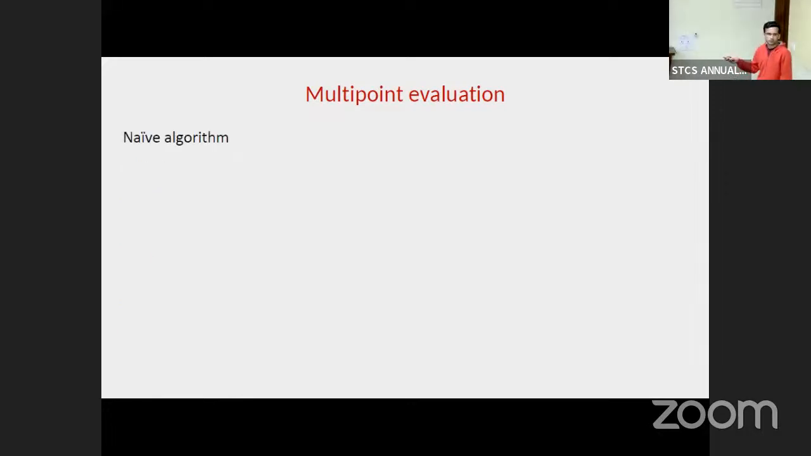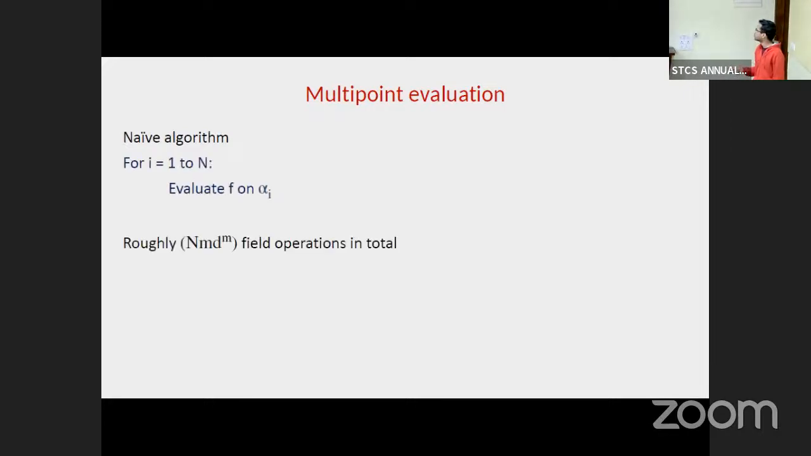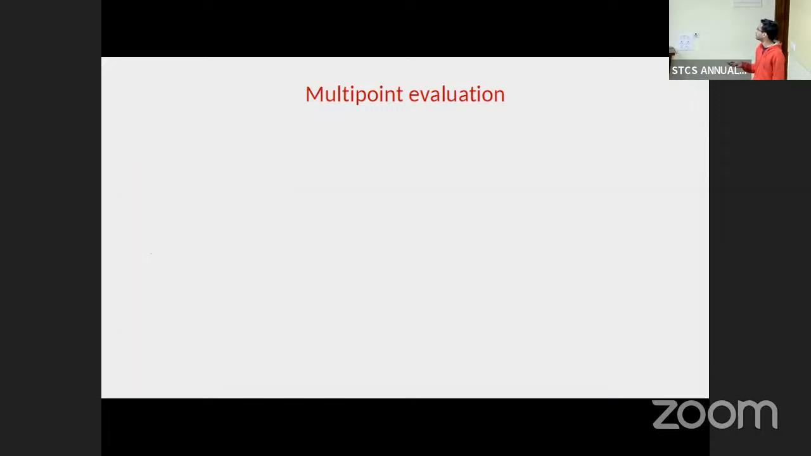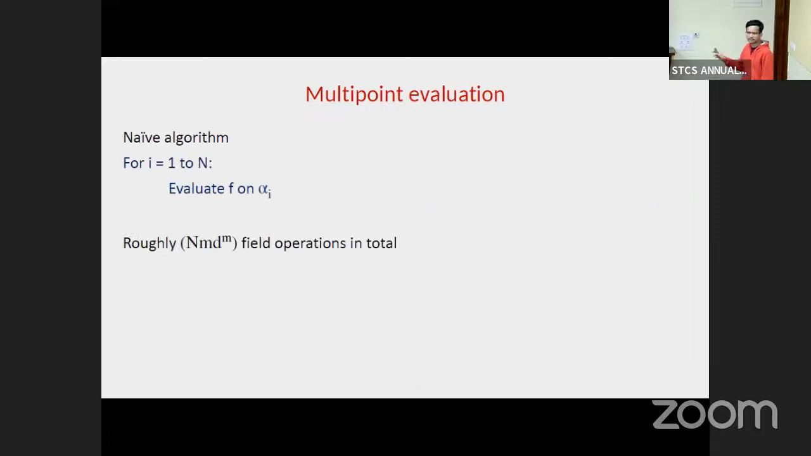And there's a naive algorithm for this problem. The first thing you try: iterate over all points and evaluate the polynomial at each point. This takes roughly capital N times d to the m field operations. In the regime of parameters we were thinking about, d to the m is equal to capital N, the input is of size order n, and the running time is about order n squared. So this is a quadratic time algorithm.